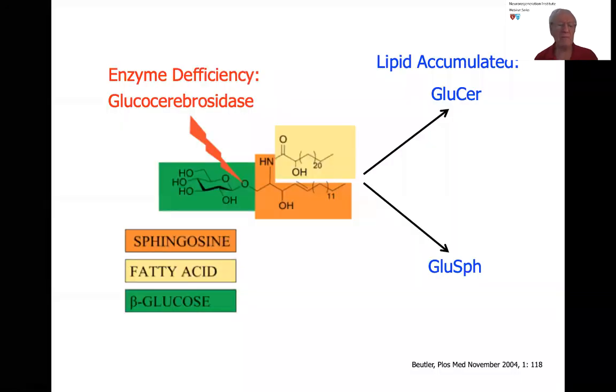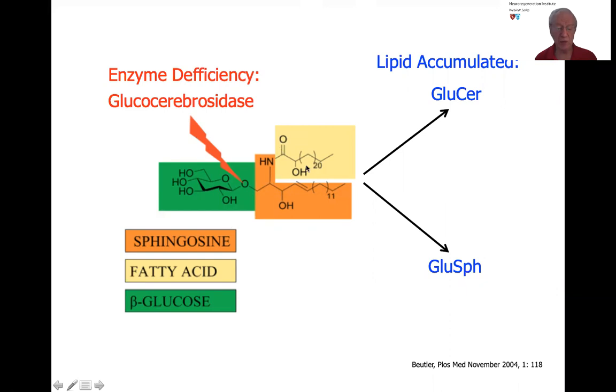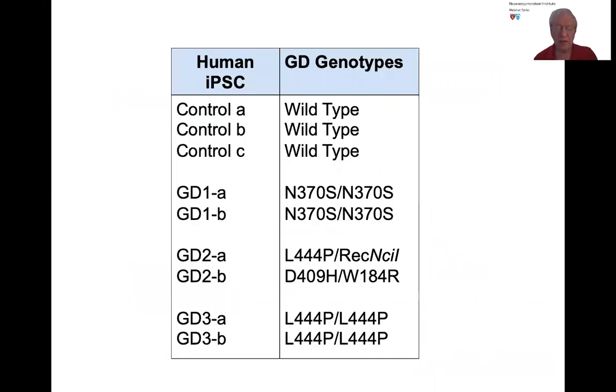So the enzyme that is mutated, glucocerebrosidase, cannot break down this glucosidic lipid here, and as a consequence, glucosylceramide accumulates, and there is also an accumulation of glucosylsphingosine, which is generated by deacylation from glucosylceramide by an enzyme called acid ceramidase, another lysosomal enzyme. These are the genotypes that we have studied in my laboratory.